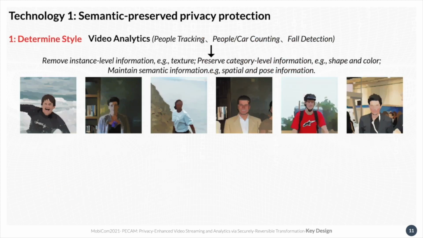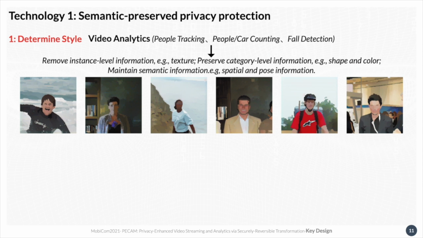The first technology is to achieve semantics-preserved privacy protection. We will break down this technology into 2 specific designs. The first design is to determine a privacy protection effect. We have analyzed the commonly used video analytics services, and we find that most video analytics tasks in the video surveillance scenario only rely on the category-level information of the object and rarely rely on the instance-level information of the object.